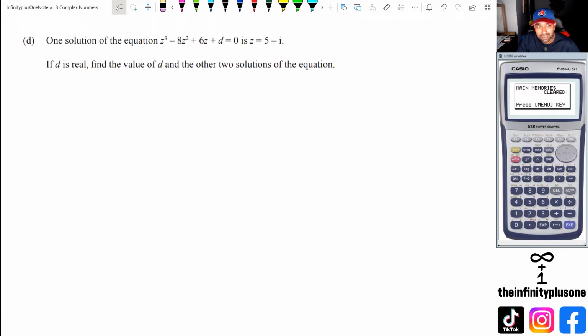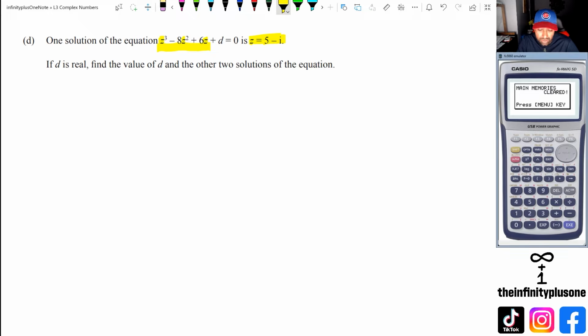We've got one of the solutions, which is z equals 5 minus i. We've got to find the value of d, and then we've got to find the other two solutions. So I'm going to do the value of d first. To find the value of d, all I have to do is take the 5 minus i, which is z, and substitute it here, here, and here, and whatever this part is, plus d is equal to 0. So if I figure out what that z cubed minus 8z squared plus 6z is, then I just invert it to get the value of d.